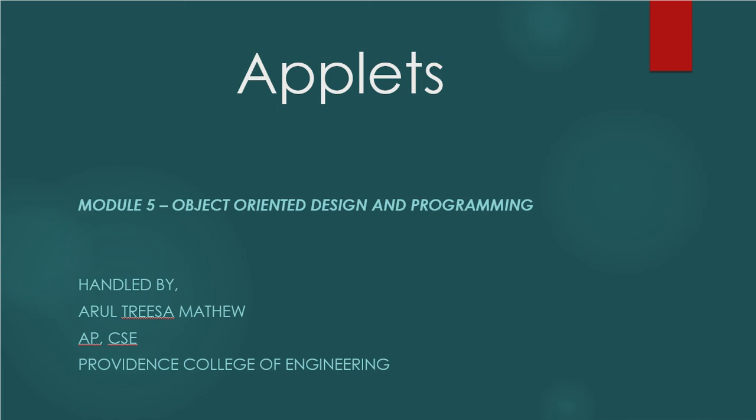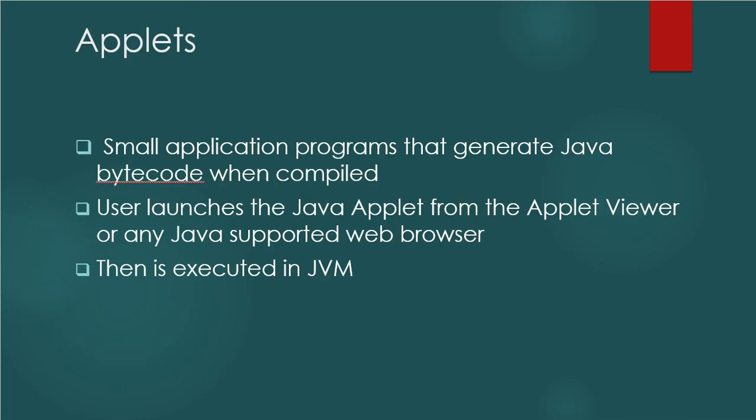Hello all. Today I am introducing to you the concept of applets in Java programming. So what is an applet? An applet is nothing but a smaller sized Java program which, just like any other Java program, creates a bytecode upon compilation. And this bytecode can be executed by any Java supported web browser, or you have a specialized dedicated software which is called an applet viewer.